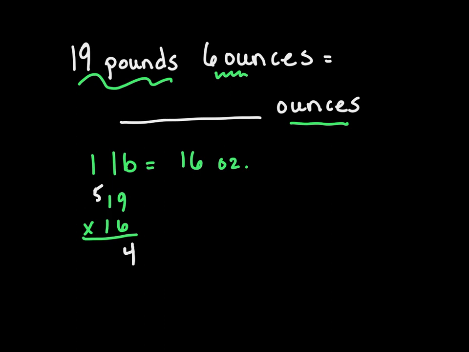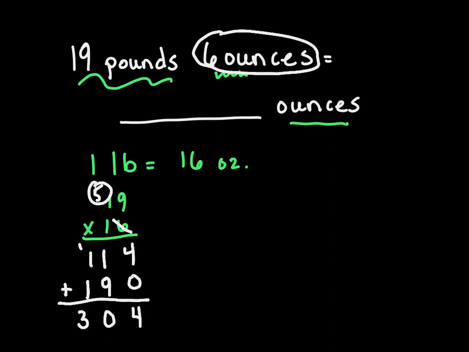1 times 6 is 6, plus 5 is 11. All right, now we're ready to cross out that 6, add on the 0. 1 times 9 is 9. 1 times 1 is 1. These are your partial products, and we're going to add them. 4, 10, and 3. So it's 304 ounces. But don't forget to add on the 6 extra ounces. So we have 304 plus the 6 is going to give us 310. So 19 pounds and 6 ounces is going to equal 310 ounces.